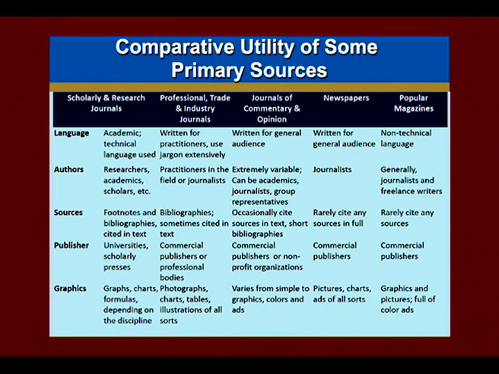Graphically, all scholarly journals provide graphs, charts, formulas, etc. Whereas in trade journals you find lots of photographs, charts, tables, industry graphs, that kind of thing. A newspaper is a conglomeration of everything: pictures, charts, tables, ads, everything you will find. A popular magazine has a very specific way of presenting graphs and pictures.